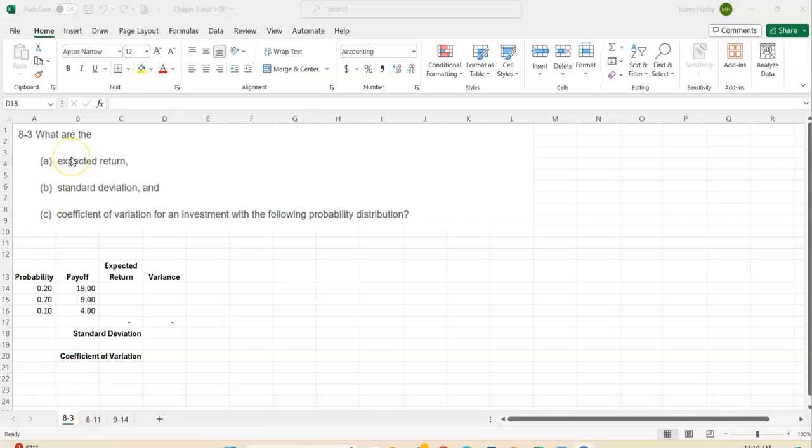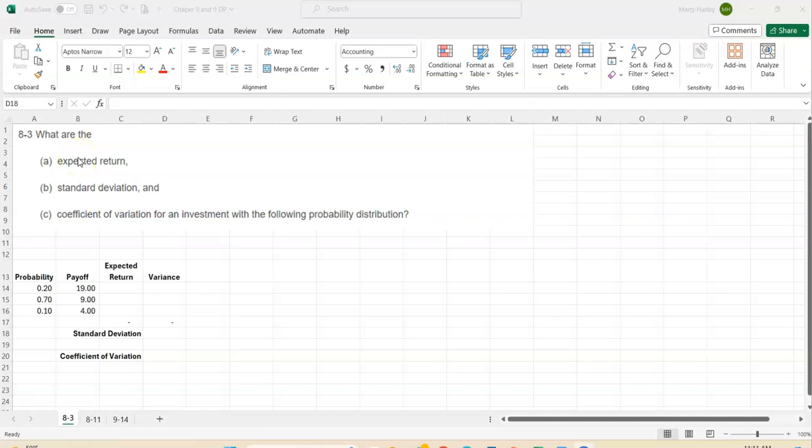Okay, so this is the first problem that I'm going to do for Chapter 8. Chapter 8 is risk and return. So our goal is to have the highest return with the lowest risk. We achieve that through diversification, adding additional investments. The easiest way to achieve diversification is to purchase an index fund. So we can buy any number of stocks with one purchase.